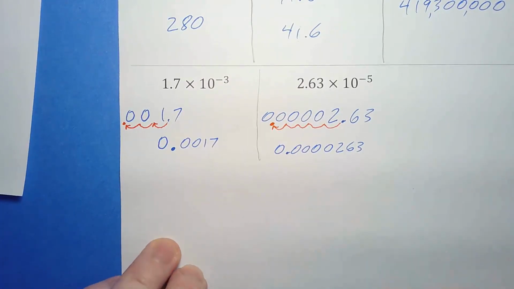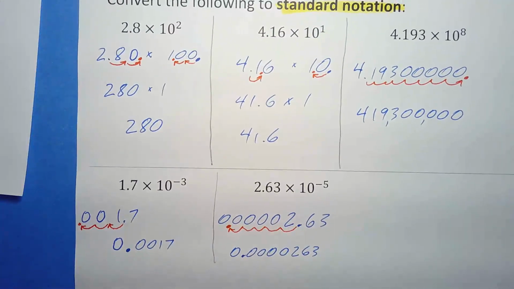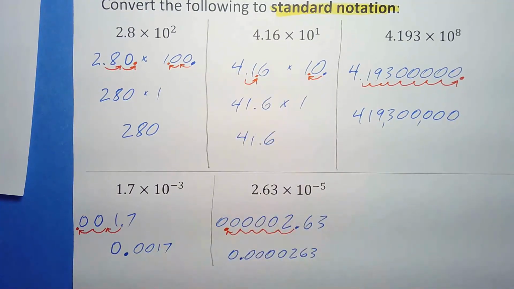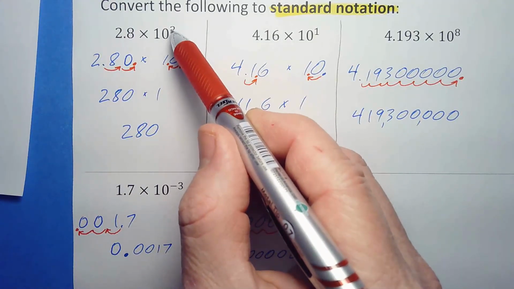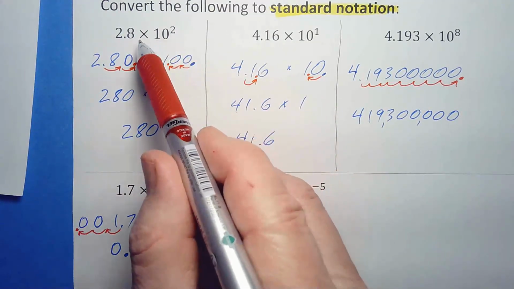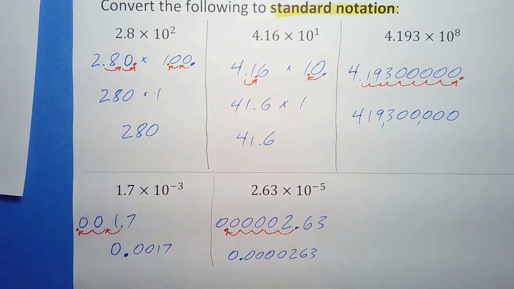Okay, so quick review. Remember, when we're converting into standard from scientific, the exponent on the 10 tells you whether it's getting bigger or smaller. These are bigger, so you move to the right. When it's a negative, they're smaller, so I had to move the decimal to the left.